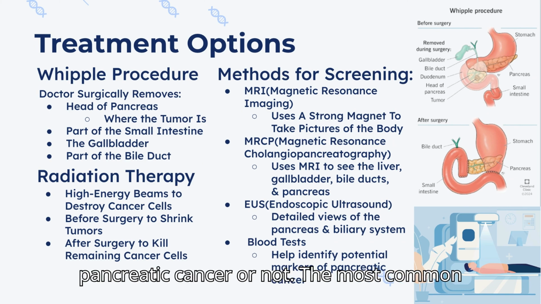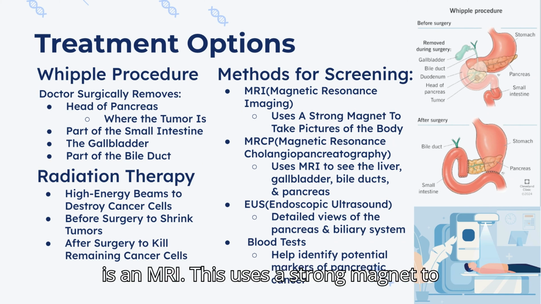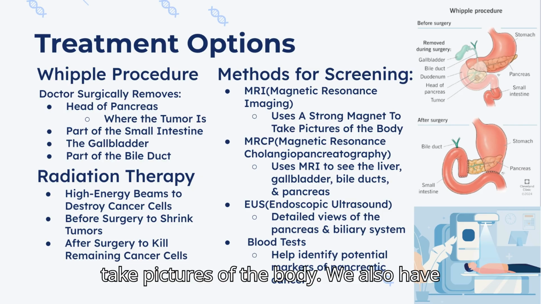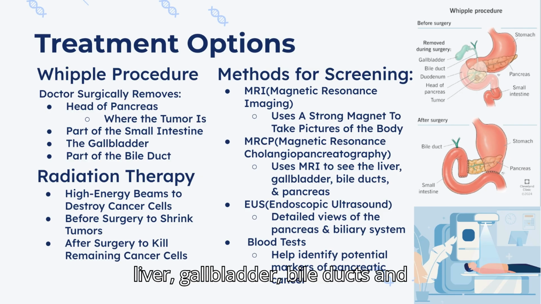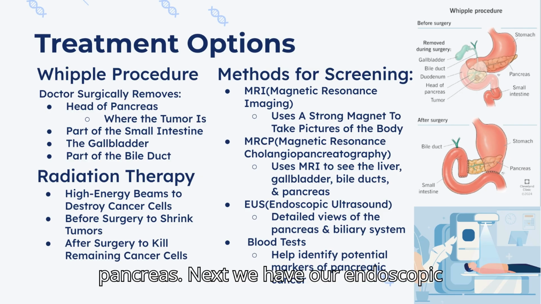Next, we have our different methods for screening to see how you actually know if you have pancreatic cancer or not. The most common is an MRI. This uses a strong magnet to take pictures of the body. We also have an MRCP, which uses the MRI to see the liver, gallbladder, bile ducts, and pancreas.